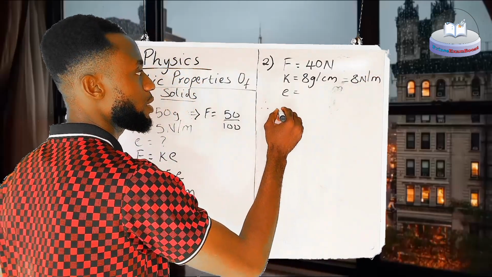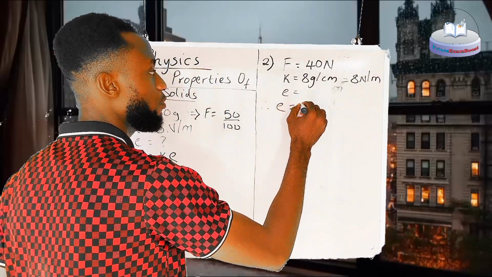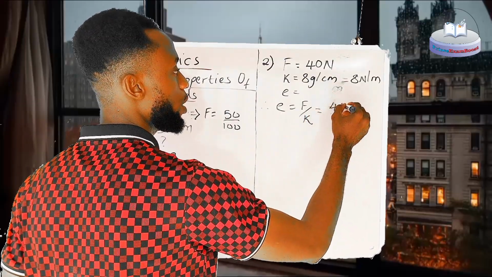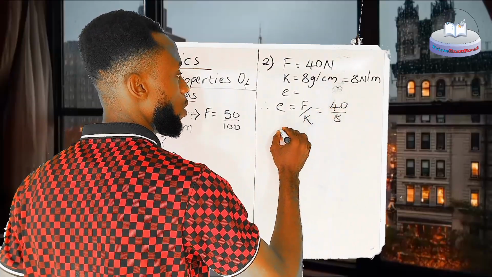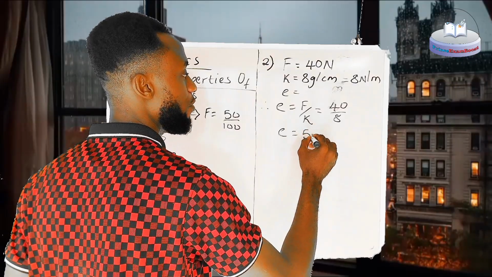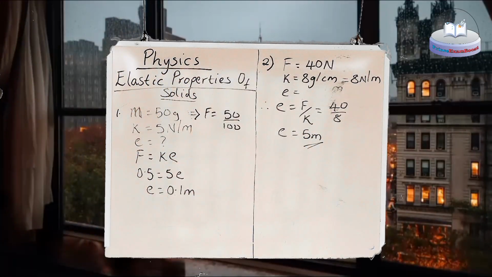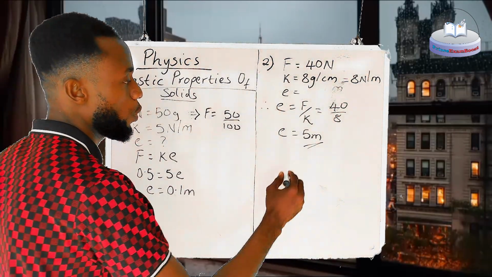So what that means is that our E will be force over constant. So what does that give us? 40 divided by 8. So our extension will be 5 meters. Easy one. But for some other people who would want to go the long way, let me give you the second way.